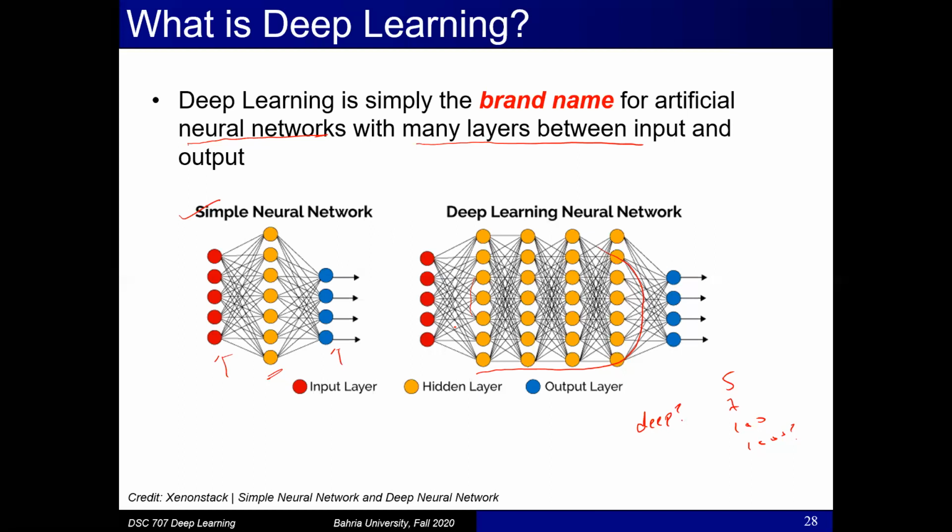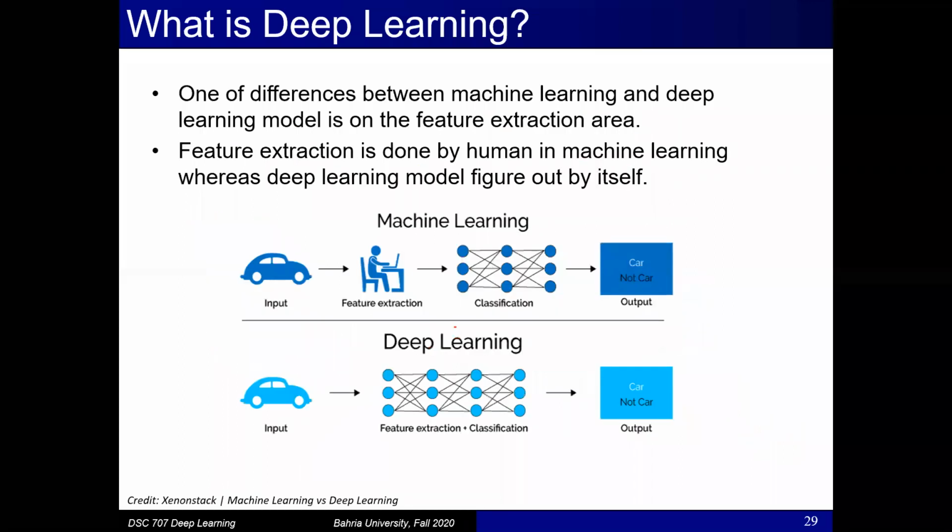So in simple words, if someone asks you what is deep learning, say you are doing a master's in data science and you appear in a job interview, the simplest way you can tell them is that deep learning is simply the study of neural networks in which we have many layers between input and output. It's just a brand name, nothing else. And you already know neural networks, so I hope this course won't be much difficult for you.